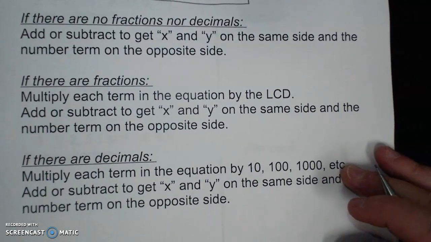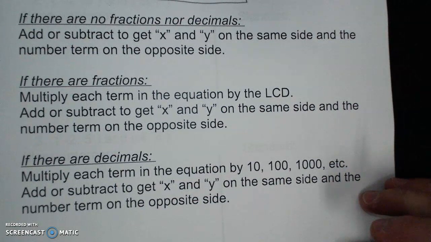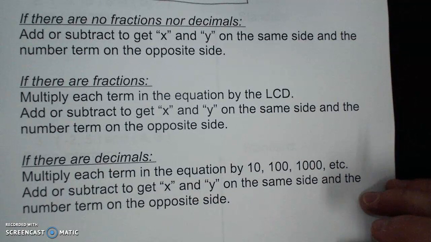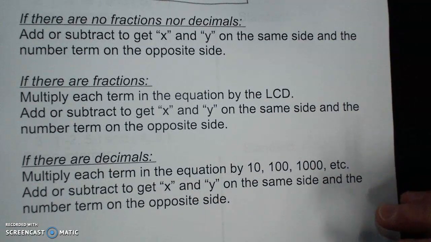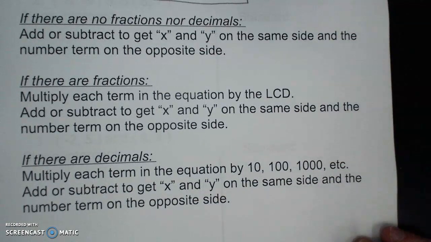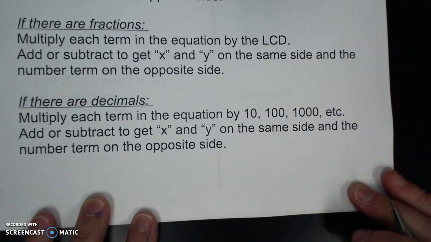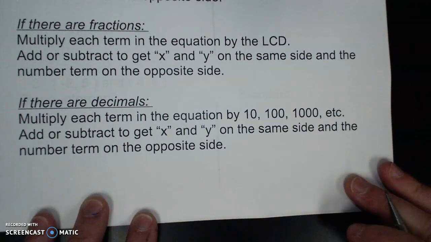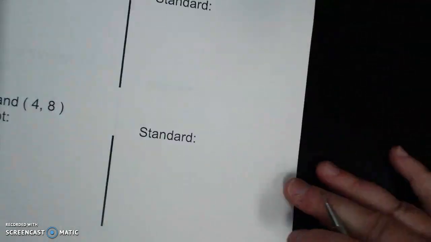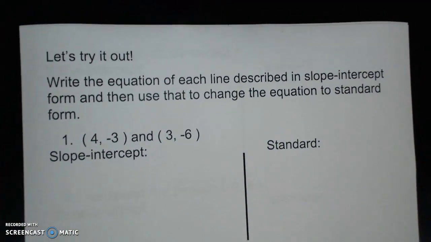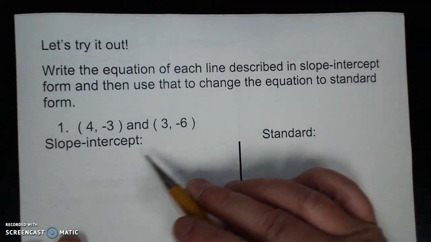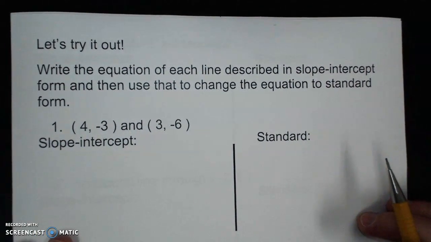If there are fractions, multiply each term in the equation by the LCD, which is the least common denominator. Add or subtract to get x and y on the same side. If you have decimals, multiply by 10 or 100 or 1,000 just to get them back to integers, and integers are positive or negative whole numbers. Okay, here we go. I can give you anything, and you can go to slope intercept, and you can go to standard. So same information.